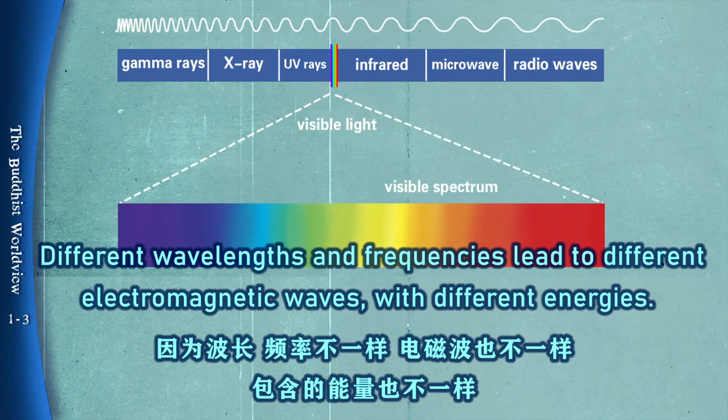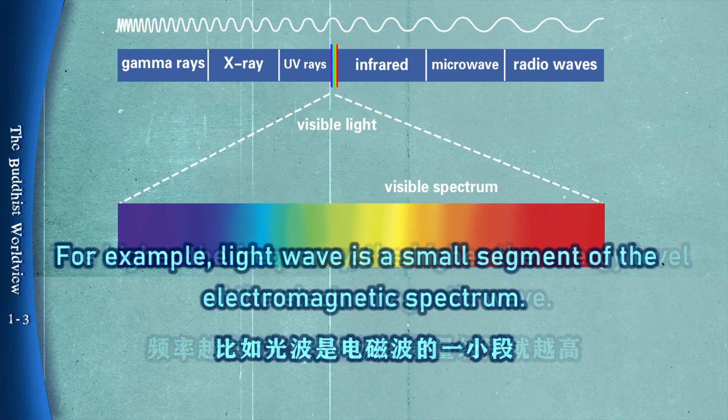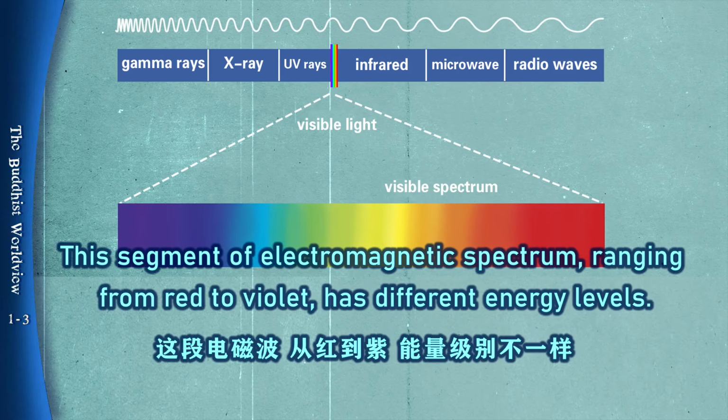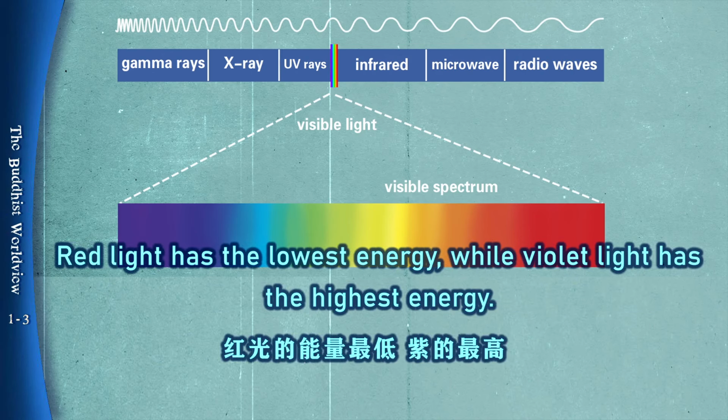Different wavelengths and frequencies lead to different electromagnetic waves with different energies. The higher the frequency, the higher the energy level of the electromagnetic wave. For example, light wave is a small segment of the electromagnetic spectrum. This segment of electromagnetic spectrum, ranging from red to violet, has different energy levels. Red light has the lowest energy, while violet light has the highest energy.